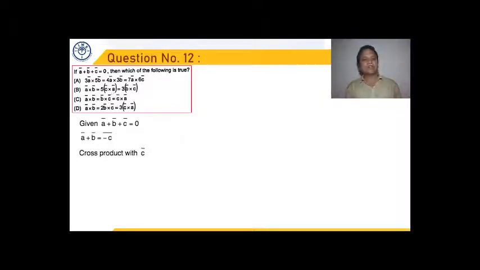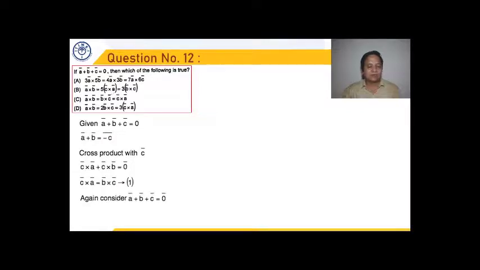Now cross product with vector C on both sides. So it's C cross A plus B, and cross is distributive over addition. So it's C cross A plus C cross B is equal to minus of C cross C. Cross product of the same vector is 0, so the right hand side becomes 0. So can we say C cross A is equal to minus of C cross B, and if we interchange, a minus sign appears. So we can say C cross A is equal to B cross C. C cross A is equal to B cross C.